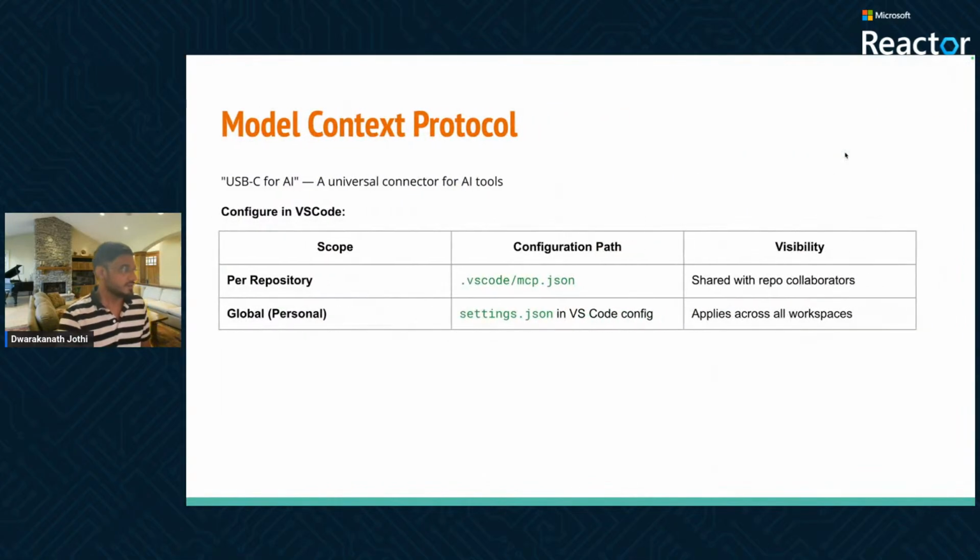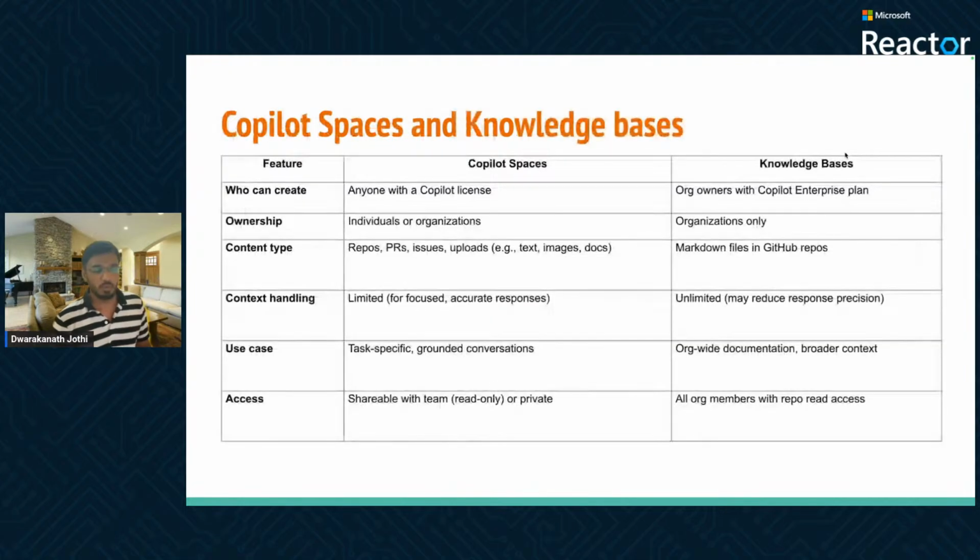Okay. So the next one I'm going to talk about is Copilot Spaces and knowledge bases. The knowledge base, of course, is one of the enterprise features.